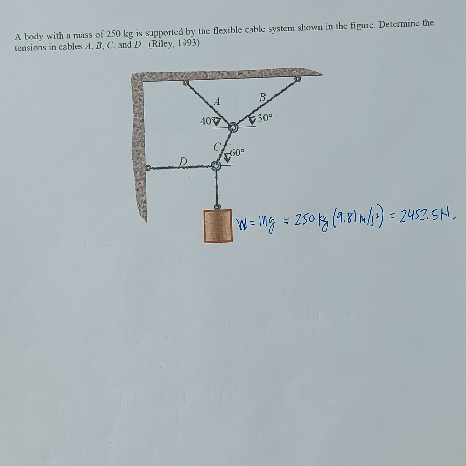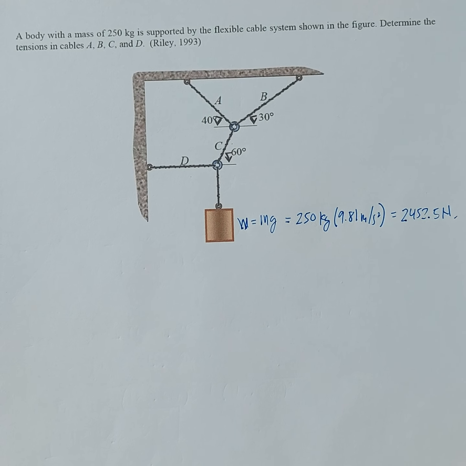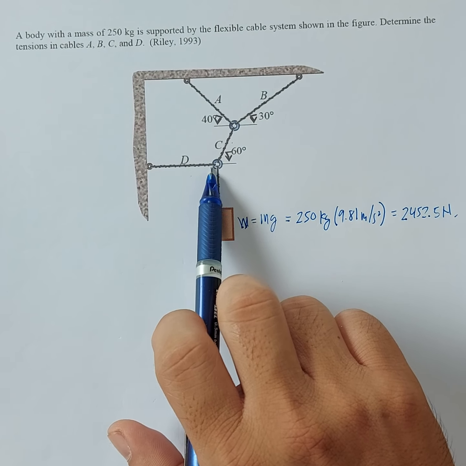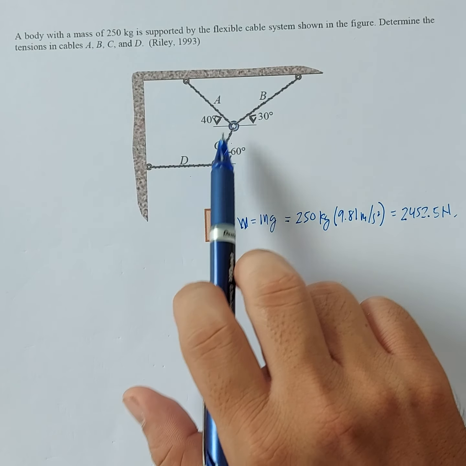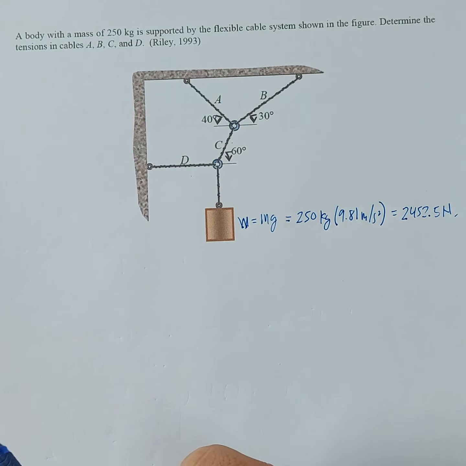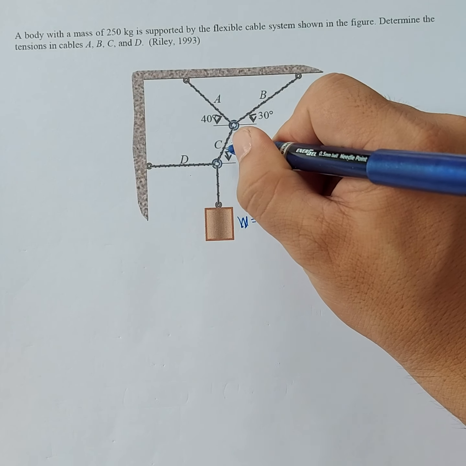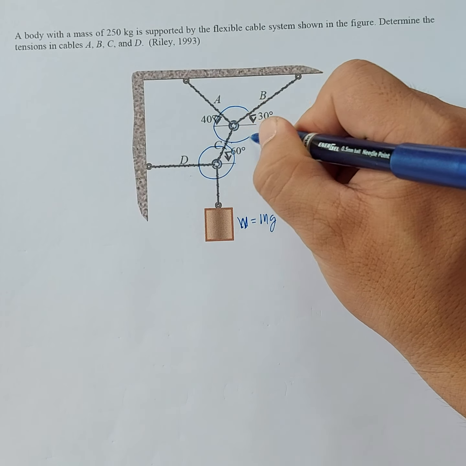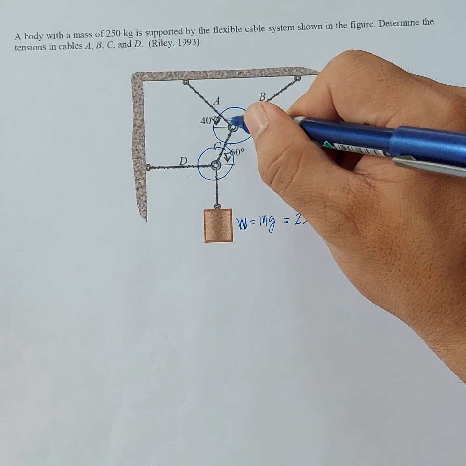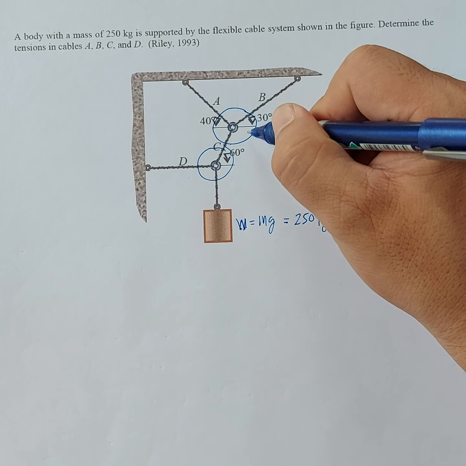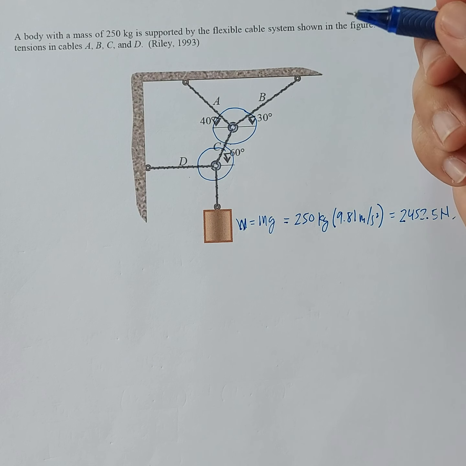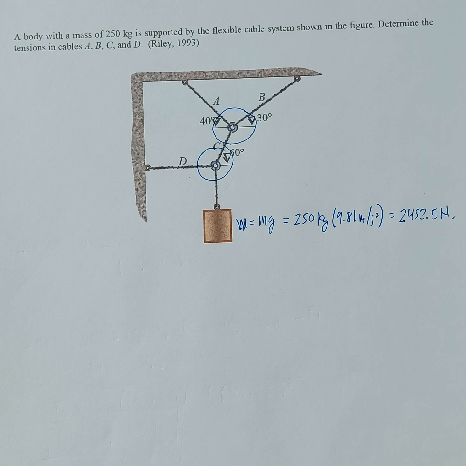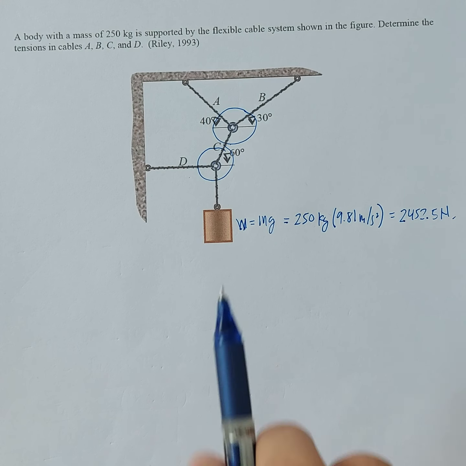So cut natin. So we're going to draw the free body diagram of the joints where the cables intersect. So ito yung joints natin. We have two joints here. Okay. Cut natin. Ganun. And then gawin nating force yung bawat tension. Okay. So una, let's start with the lower joint.